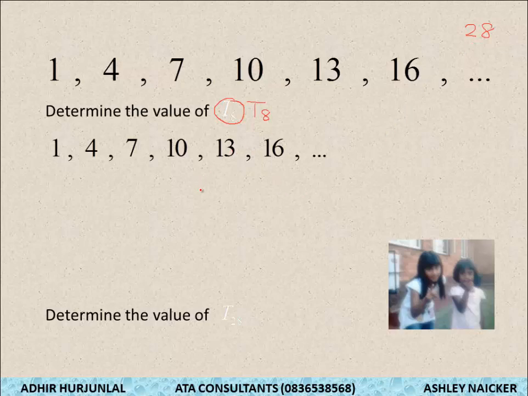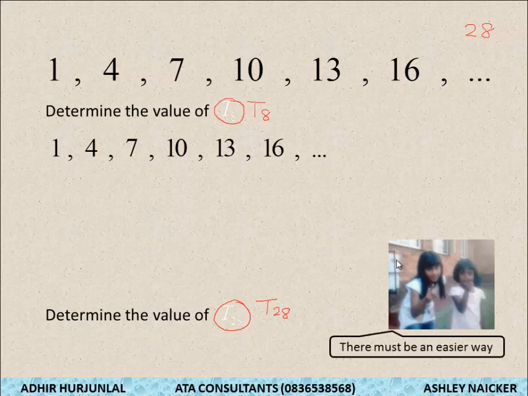But now guys, what happens if I say determine the value of T28? Just to make it clear, T28 means the 28th term. Now you will come across a problem, because if I have to continue going up 19, 22 and on and on, it becomes cumbersome. There must be an easier way. And sure, there is an easier way, and that is by using a simple formula.